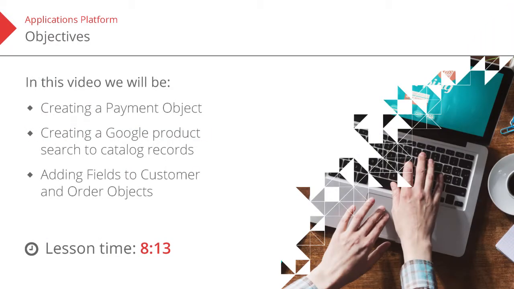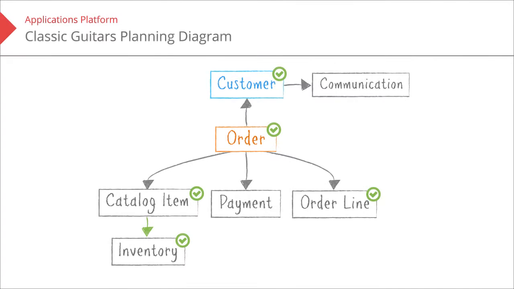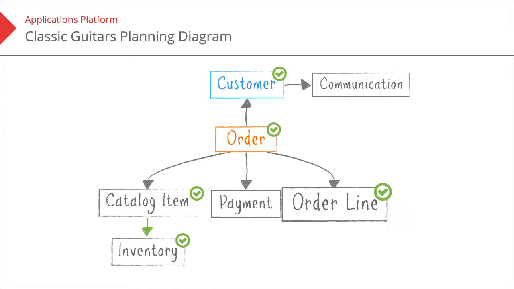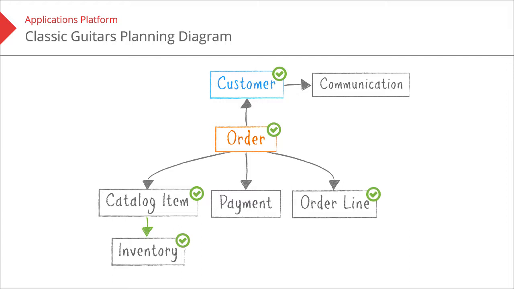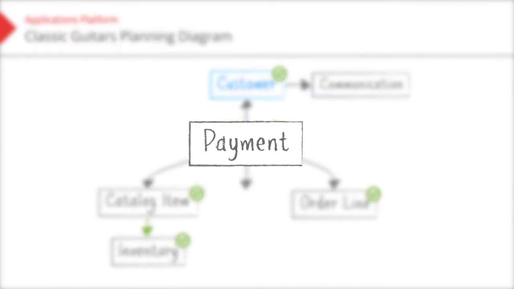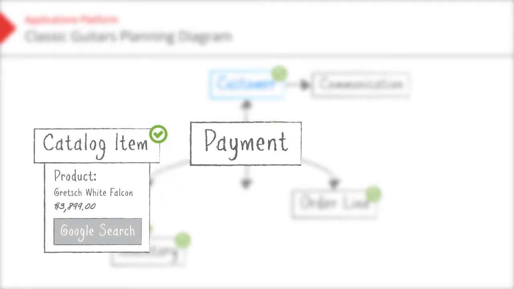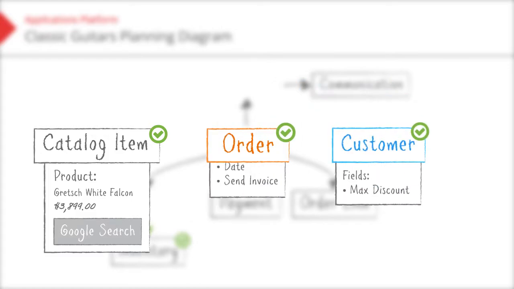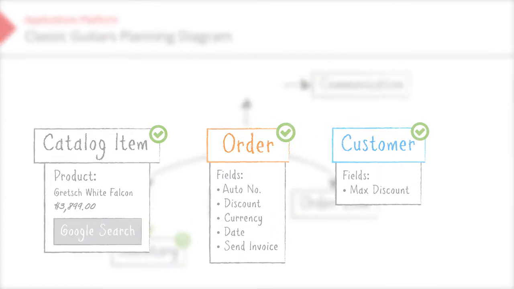Here are the objectives and approximate running time for this video. In the previous video, we created customer, order, and order line objects for our Classic Guitars application. We will continue our training by creating a payment object, adding a Google search to catalog records, and adding fields to customer and order objects.